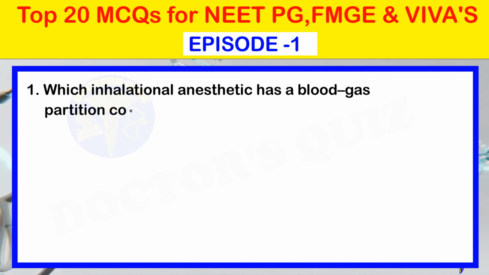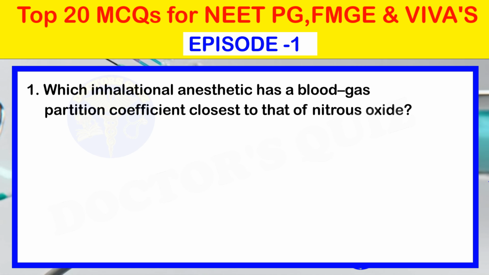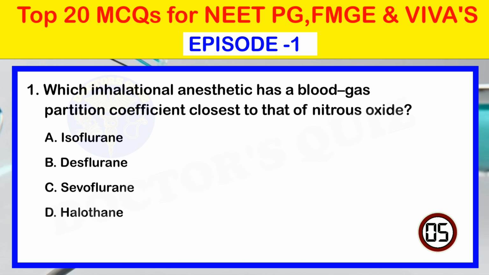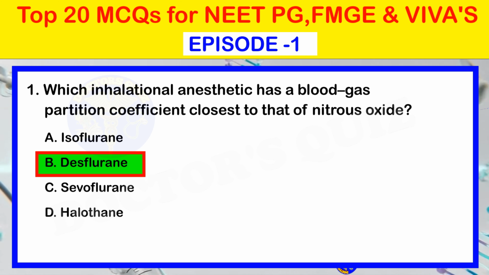Which inhalational anesthetic has a blood gas partition coefficient closest to that of nitrous oxide? Options are isoflurane, desflurane, sevoflurane, or halothane. Answer is option B, desflurane.